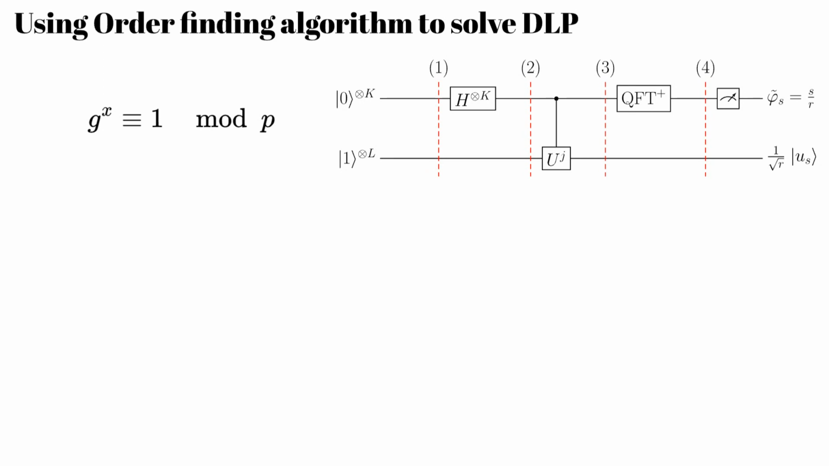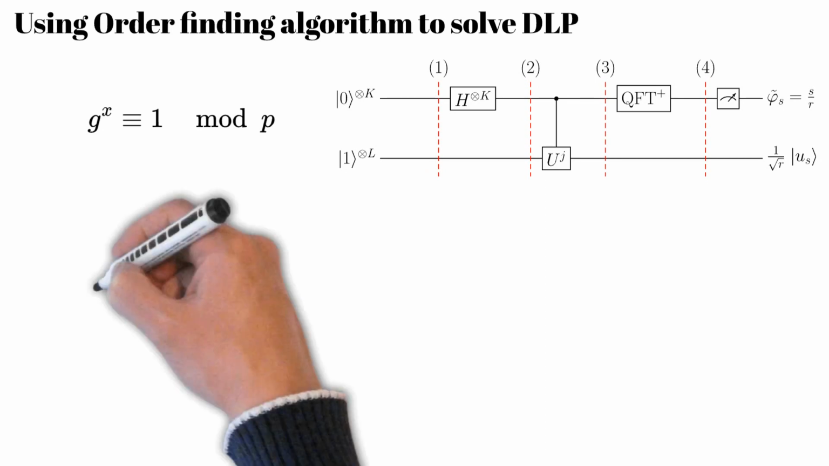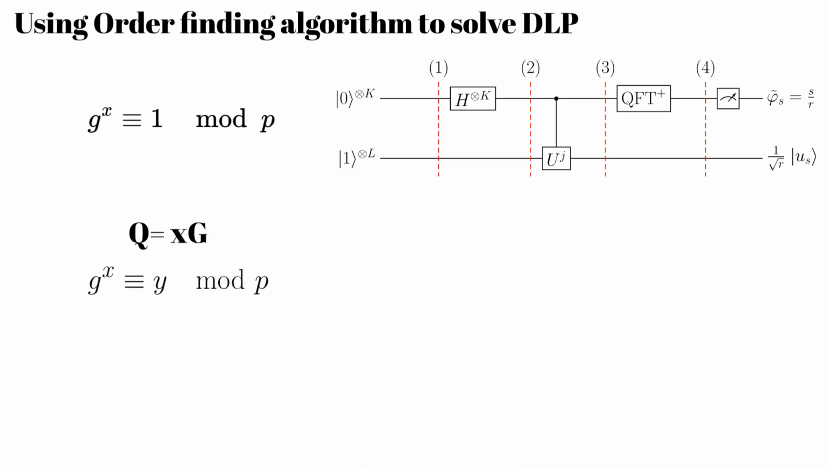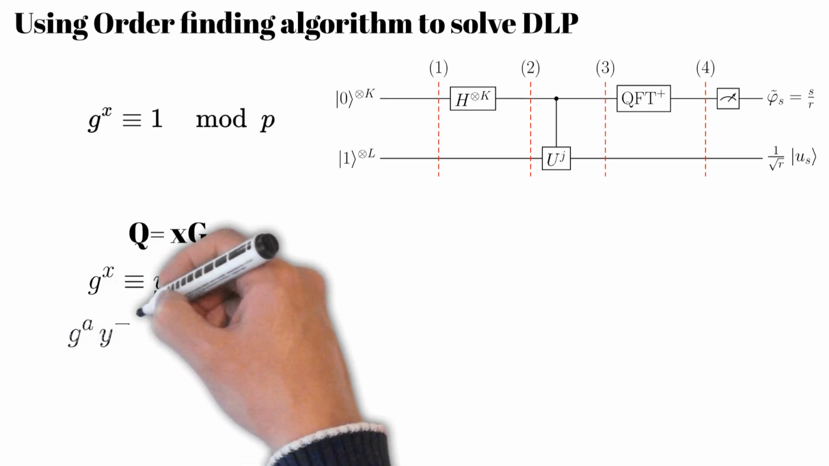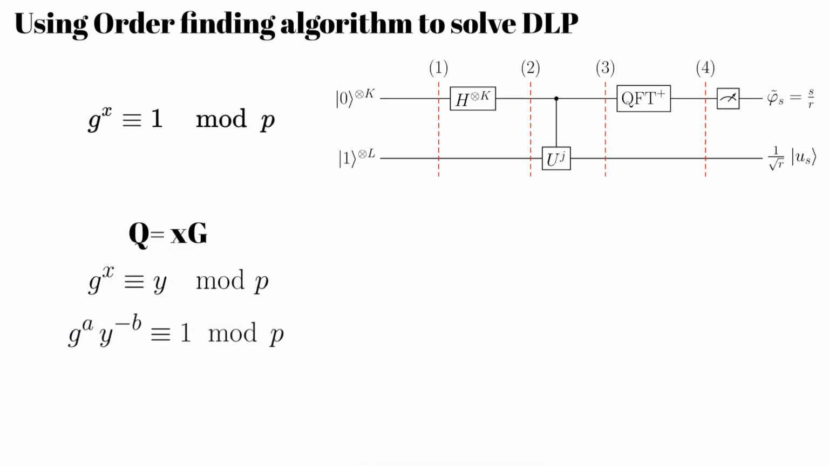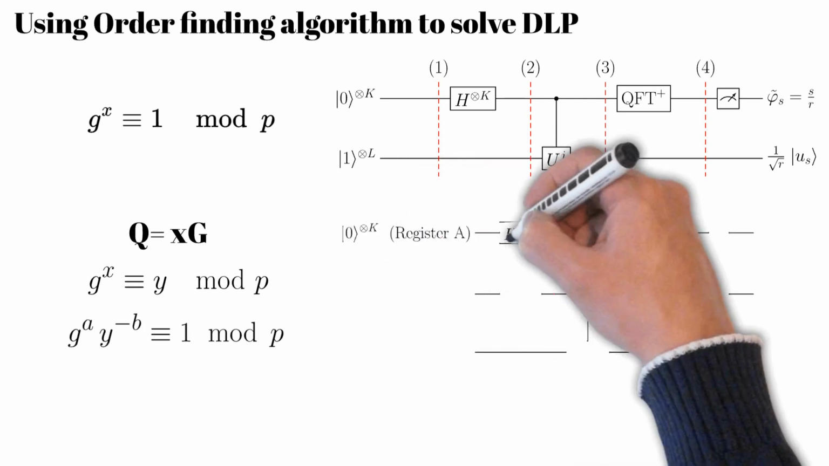However, the elliptic curve discrete logarithm problem in ECC, Q equals xG, cannot be solved by a two-register quantum circuit. But that doesn't mean it cannot be tackled by quantum computers. The elliptic curve discrete logarithm problem Q equals xG has its multiplicative analog g to the power of x congruent to y, modulo p. Such a problem can then be converted into a two-dimensional discrete logarithm problem with two unknown exponents, labeled a and b. For this 2D problem, a three-register quantum circuit can solve it.